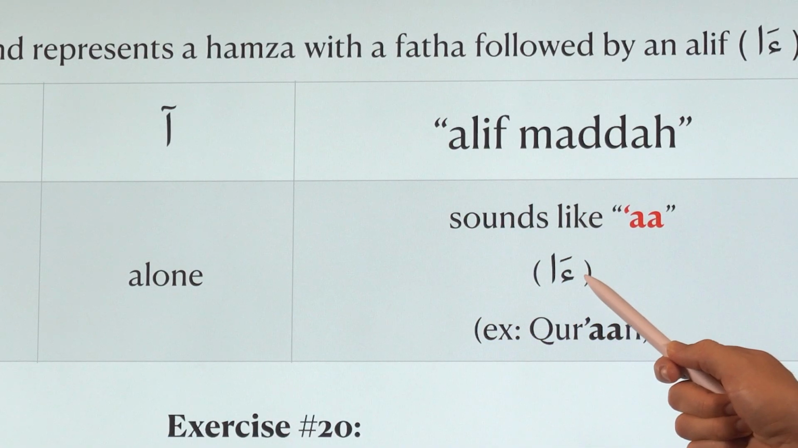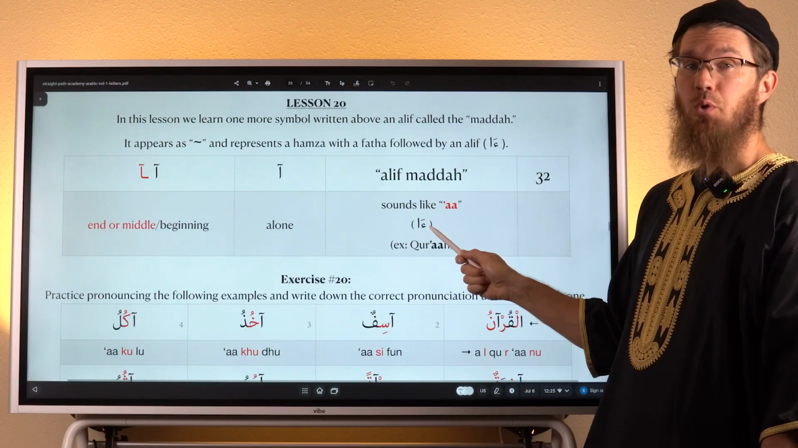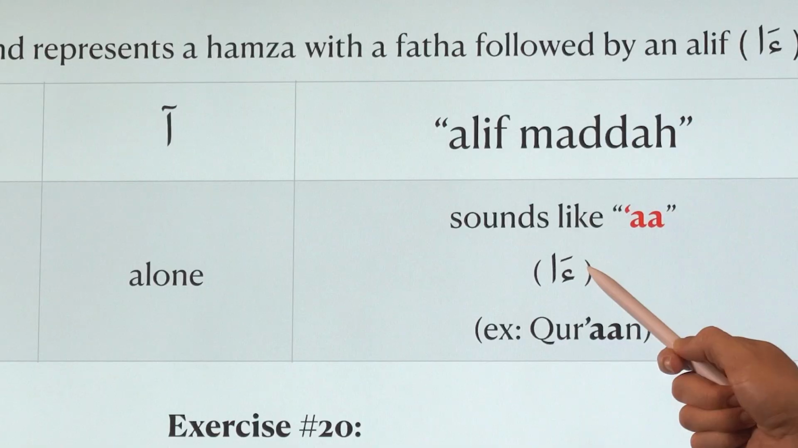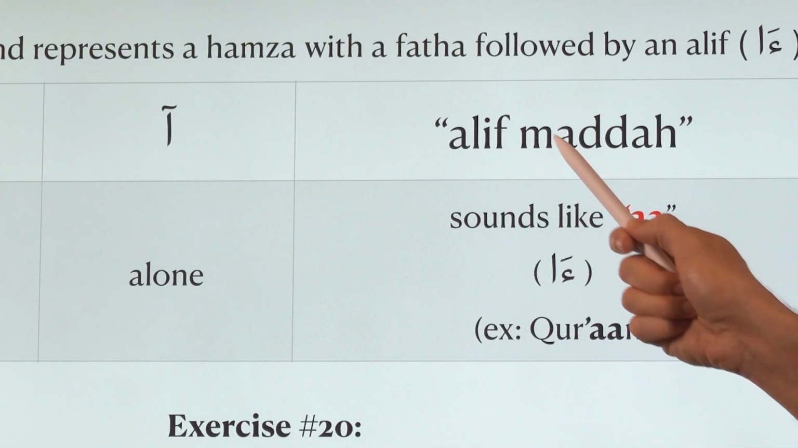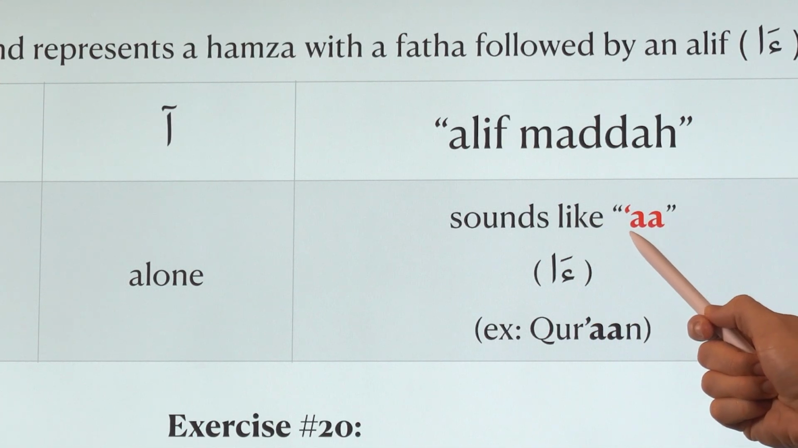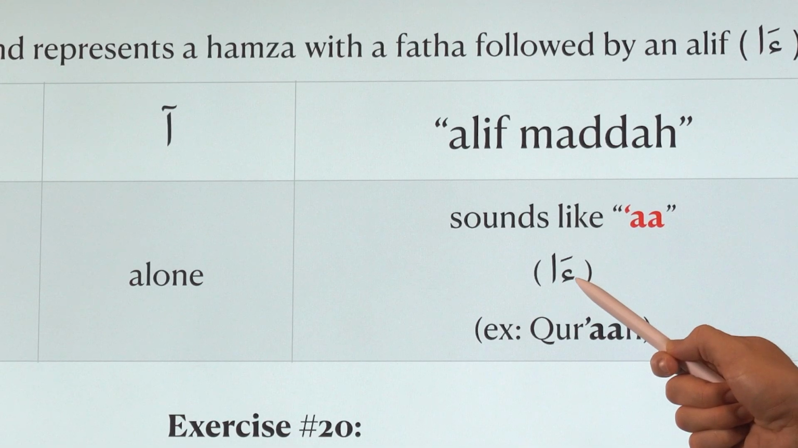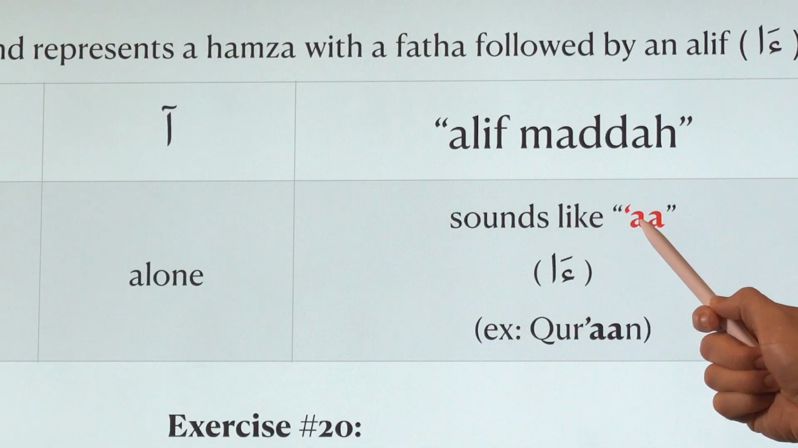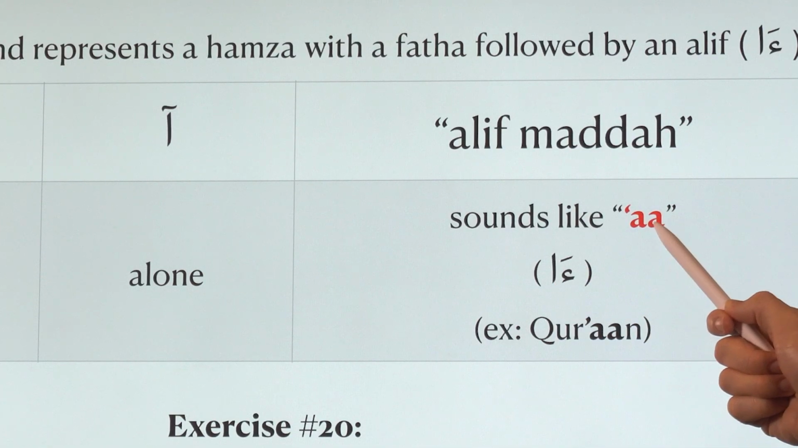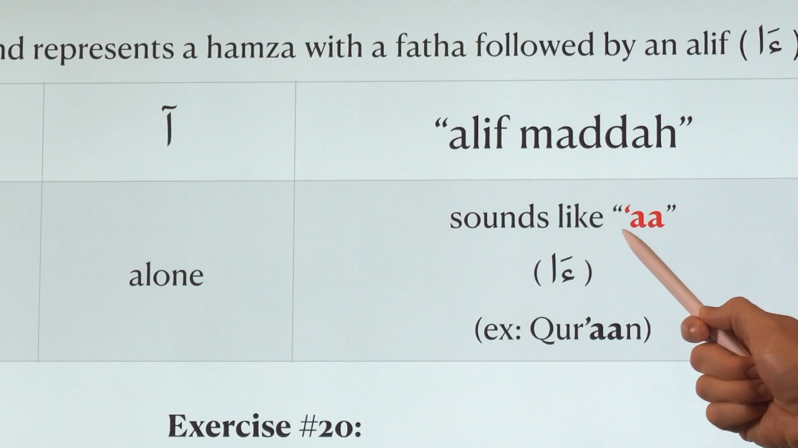And this represents a Hamza, which indicates what we call a glottal stop, with a fatha above it, followed by an alif. Therefore, the alif madda will sound like a. So for the Hamza, we'll write an apostrophe. For the fatha, we'll write an a. And then for the alif, we will write another a. So it will sound like a.